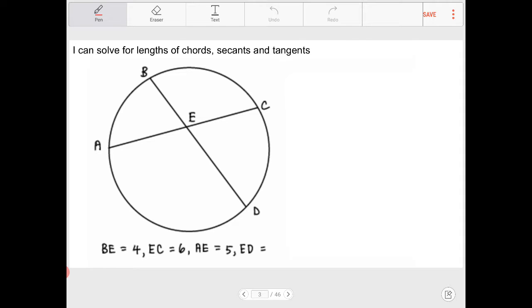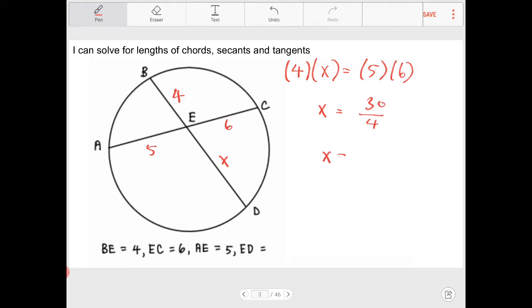The length of BE is 4. The length of EC is 6. The length of AE is 5. And we're asked to find the length of ED, which I'm going to call X. What we recall from the previous slide is that we take the partitions of one chord and multiply them together, and that should equal the product of the partitions of the second chord, which is 5 times 6. By isolating X, I end up with 30 over 4, or X is simply 15 halves. And that is the length of ED. It's 15 halves.